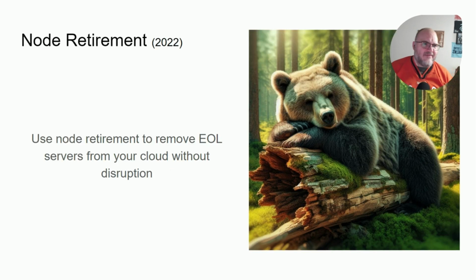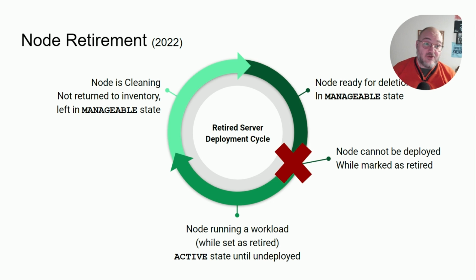But what if you're ready for a server to be retired? You're actually ready to get it deleted from Ironic and not just undeployed. Well, we give you a flag here to allow you to drain nodes out of your environment. And this is node retirement. And if you set a node as retired in Ironic's API, you're going to allow them to be removed as that node gets undeployed rather than having to be disruptive to your customers.